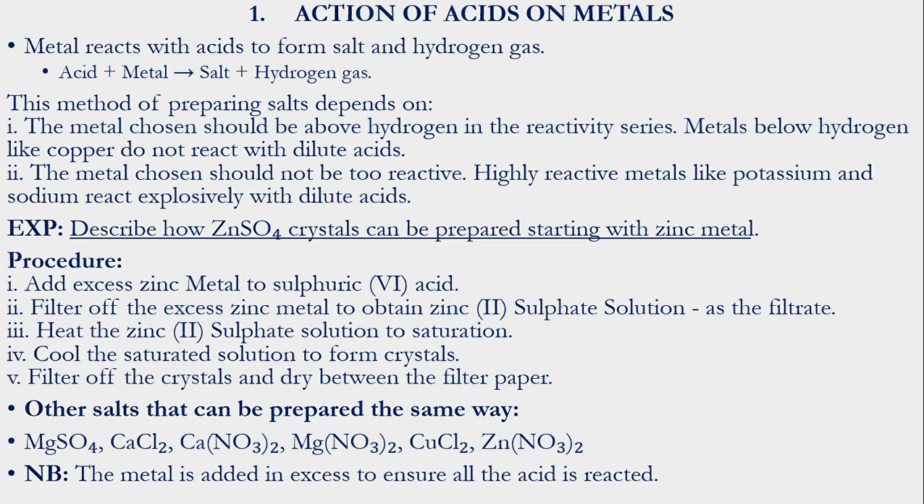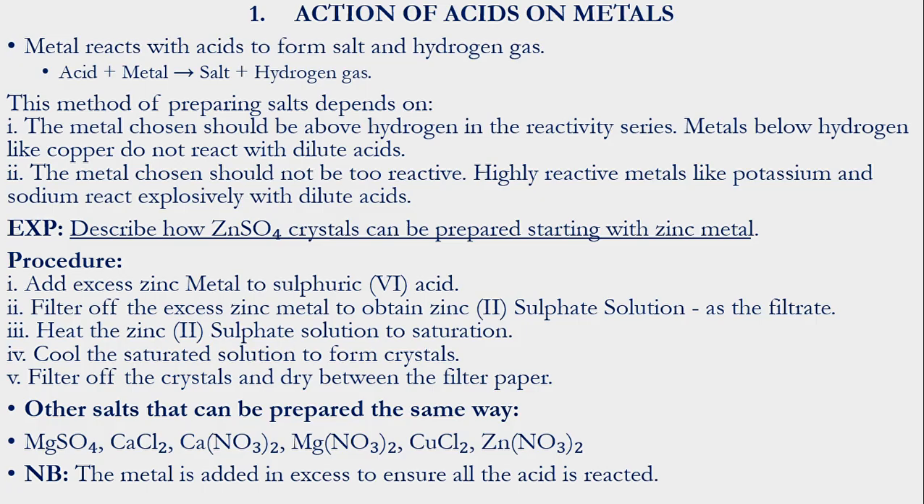The second factor we look at is that the metal chosen should not be too reactive. The most reactive metals like potassium and sodium cannot be reacted with dilute acids. It is not safe because they react explosively with dilute acids. So those are the two factors that determine whether we can prepare a salt using those metals.